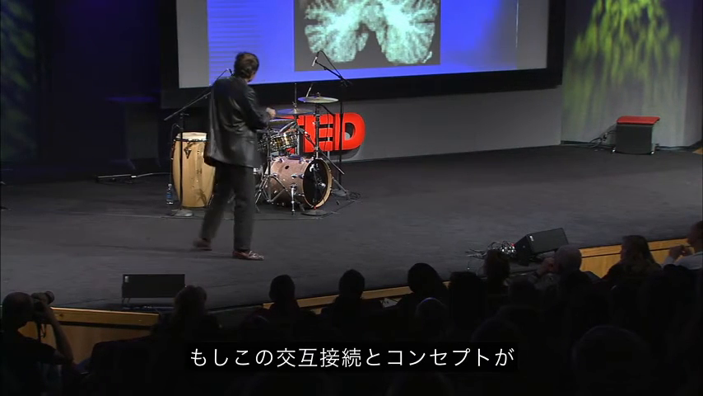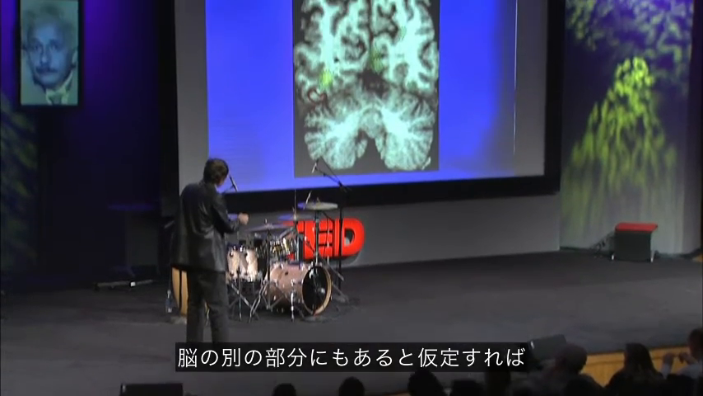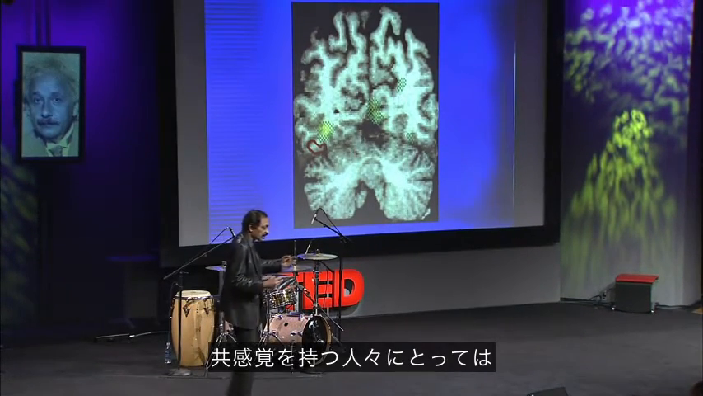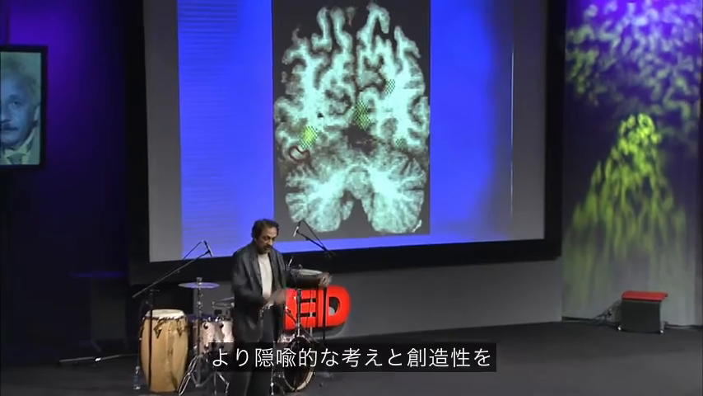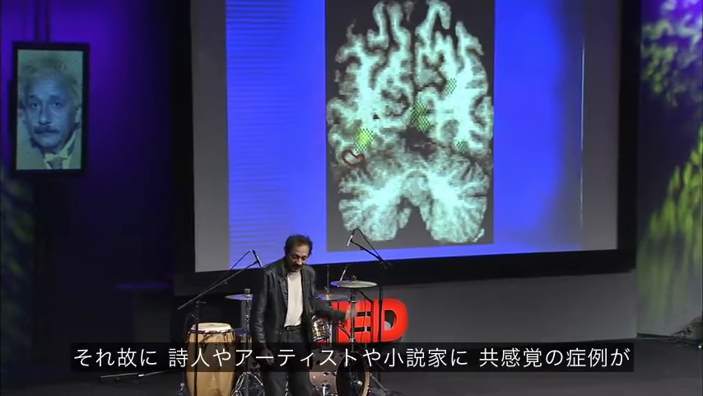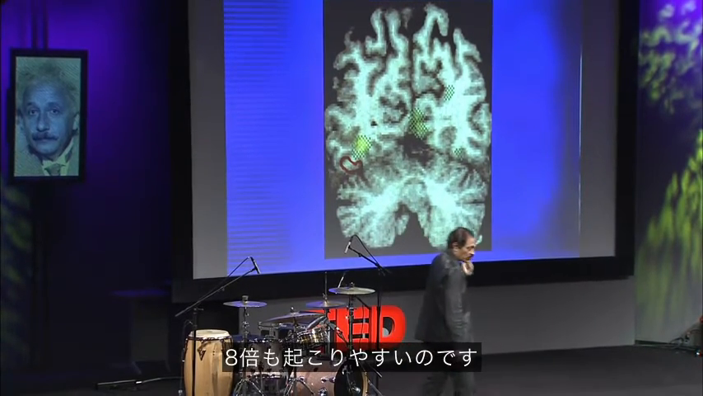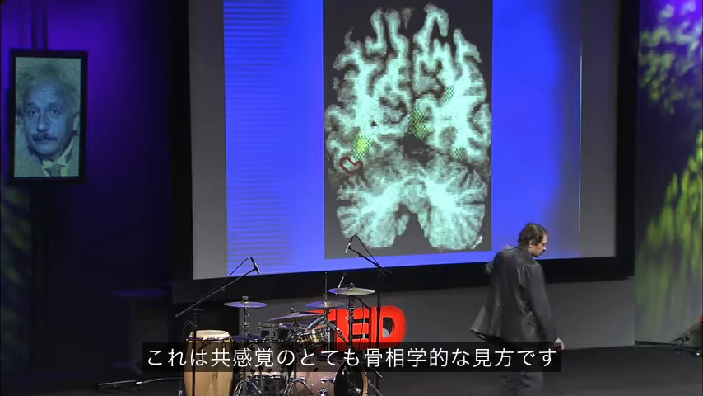Now, if you assume that there's greater cross-wiring and concepts are also in different parts of the brain, then it's going to create a greater propensity towards metaphorical thinking and creativity in people with synesthesia. And hence, the 8 times more common incidence of synesthesia among poets, artists, and novelists. Okay, it's a very phrenological view of synesthesia.